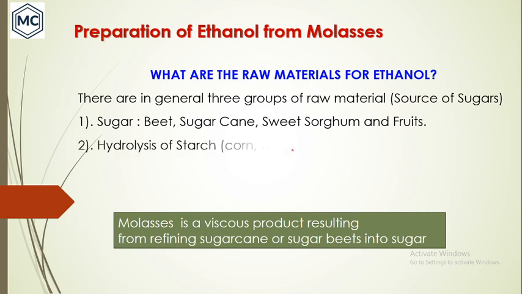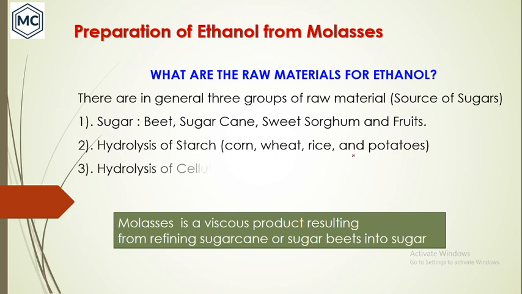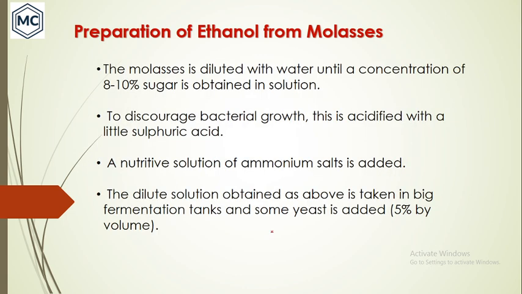Second one, hydrolysis of starch also can give sugars. For example, sources of starch are corn, wheat, rice, and potatoes. And third one, hydrolysis of cellulose. The source of cellulose is wood used for paper and crop residues, and this cellulose can be converted into sugars. So these are the raw materials. And what we have to learn is how to prepare ethanol from molasses.